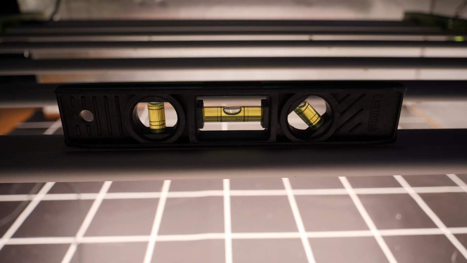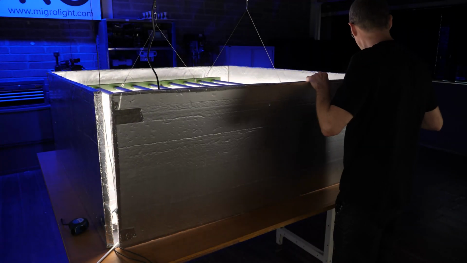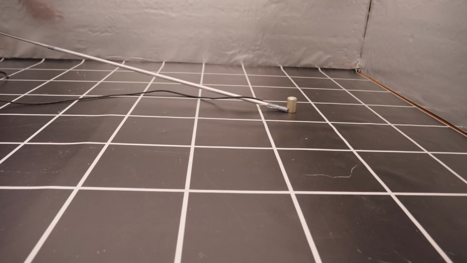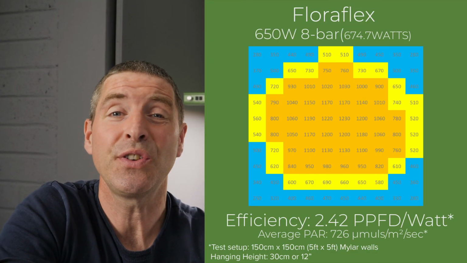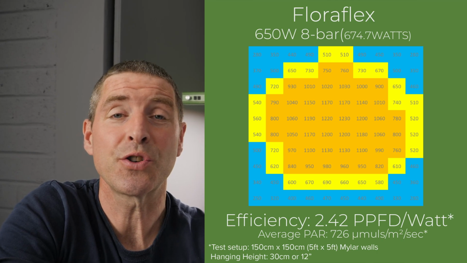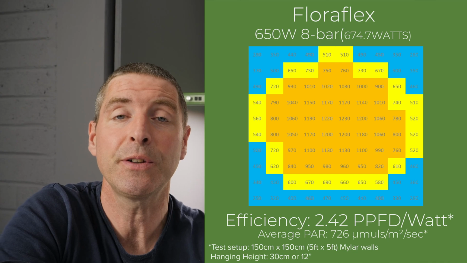It's specified to hang between 6 inches and 12 inches, which I thought was a little bit low, but I tested at the 12 inches. The average power at 12 inches hanging height is 726 micromoles per meter square per second, which delivers a system efficiency of 2.42 micromoles per watt, or usable PPF per watt, which is an excellent result.